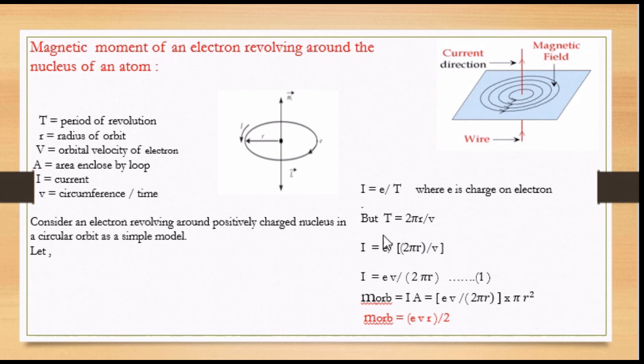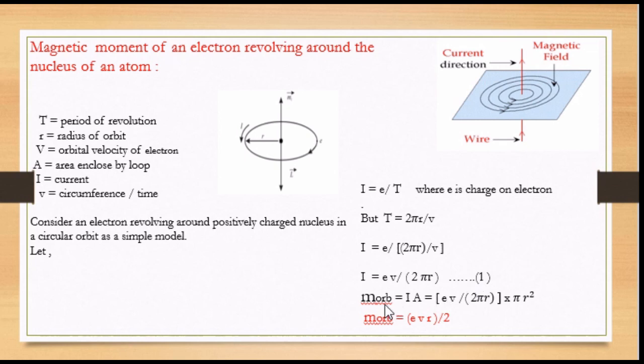Then put the value of T in the above equation. What will we get? I is equal to e upon 2 pi r upon v. See, this v is present in the denominator, so it goes to the numerator, and the equation becomes I is equal to e v upon 2 pi r. This is our equation 1.